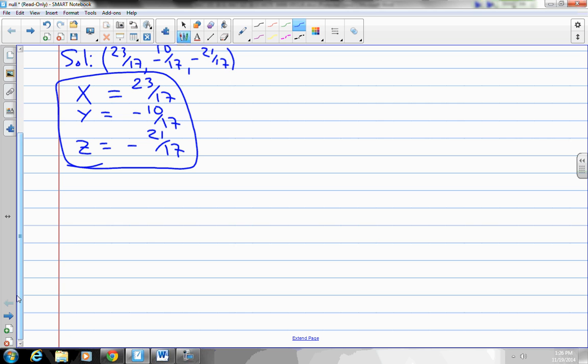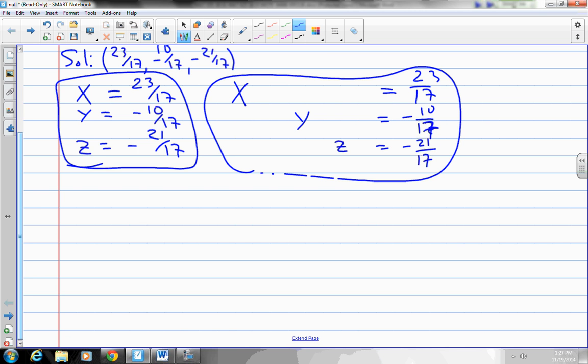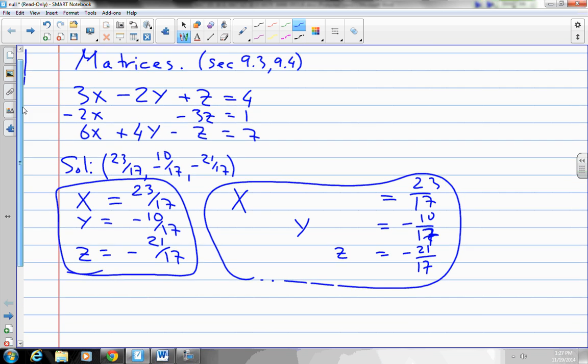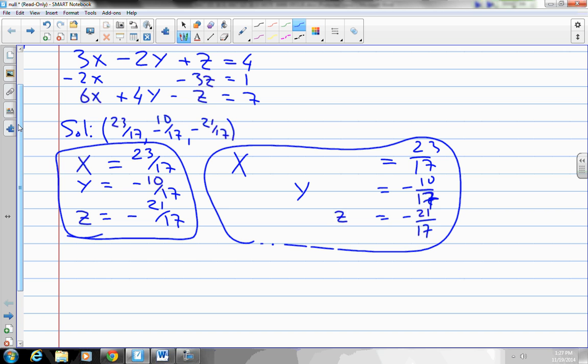If I write it in a more precise form, it's like that, with x equals 23/17, y equals negative 10/17, and z equals negative 21/17. That's keeping your variables lined up in a pretty way. So we like the systems in this form. It seems like I'm wasting a lot of writing by putting x's and stuff, but you get the idea. If my system looks like that, it's done. There's nothing to solve. So we're going to try to do that.